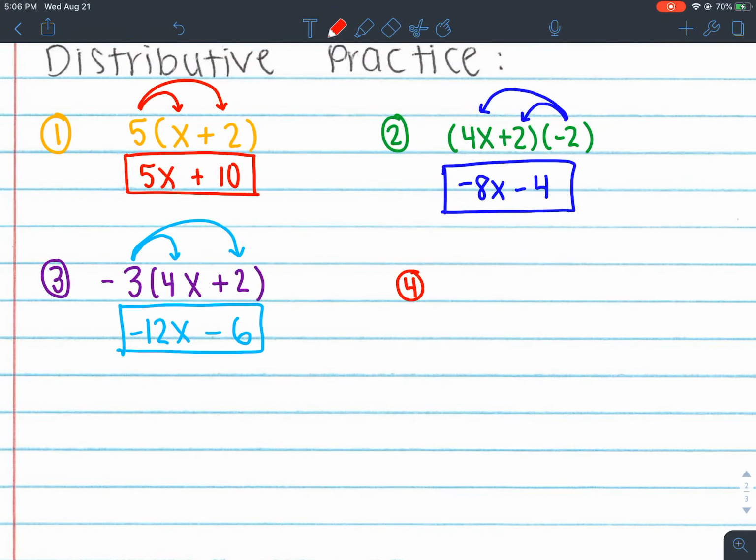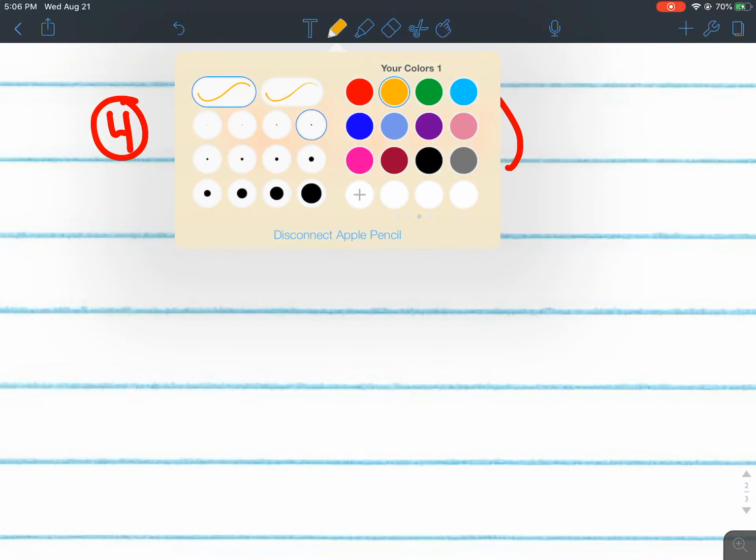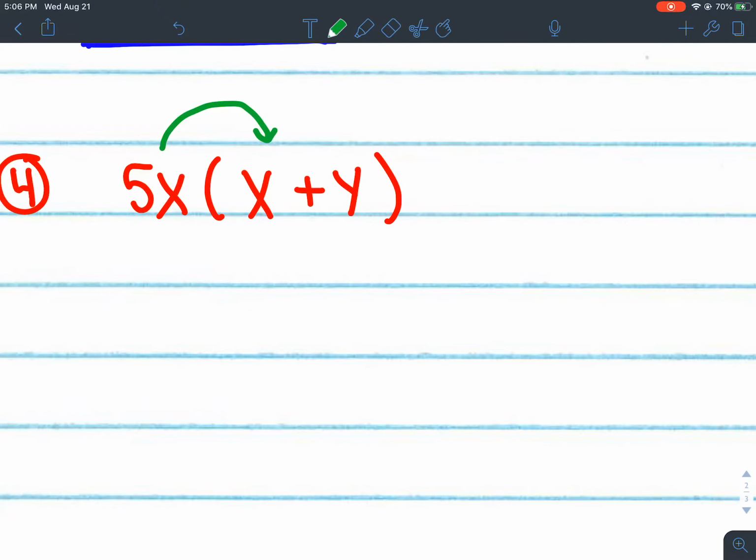Number 4. 5x times x plus y. So this one's a little bit different now. We have a variable on the outside. Let's talk about this. You're still going to do the same thing as you've been doing. I have 5x times x. Well, let's talk about that. What is 5x times x? Well, I have x times x. And we know that means I have x squared. So I have 5x squared. So 5x times x is going to be 5x squared.